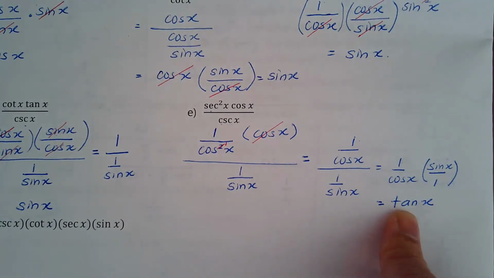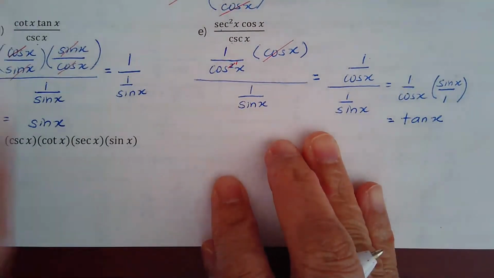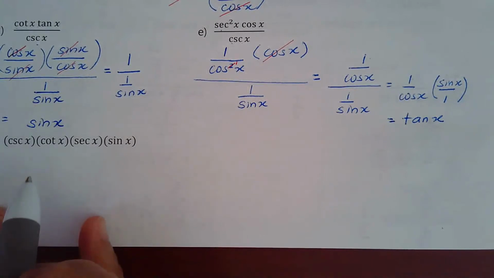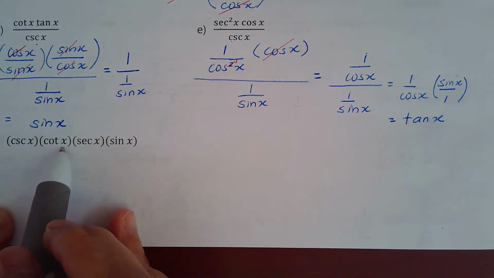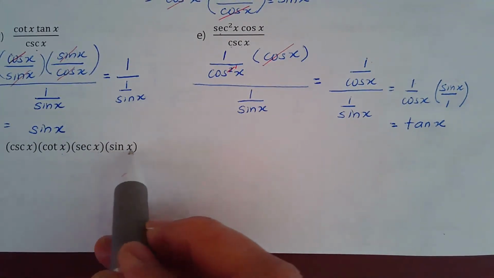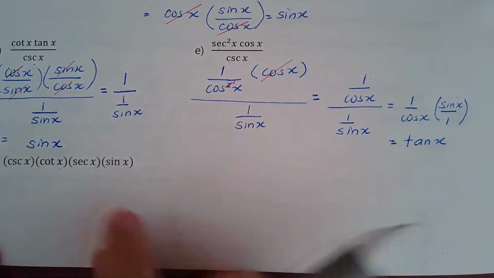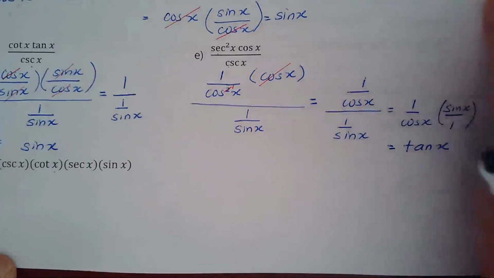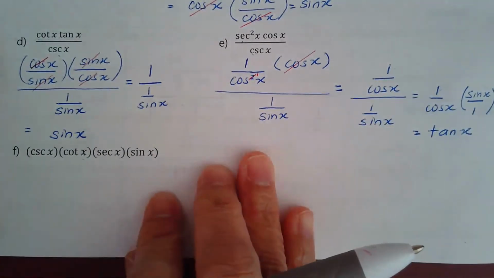Now let's do letter F. This is our final one. Cosecant of x times cotangent of x times secant of x times sine of x. Okay, so it's quite a lot of stuff, but is there a way to clean this up? Is there a way to simplify this stuff?